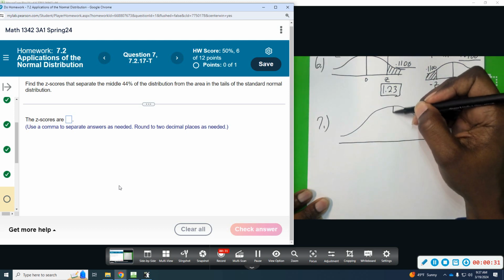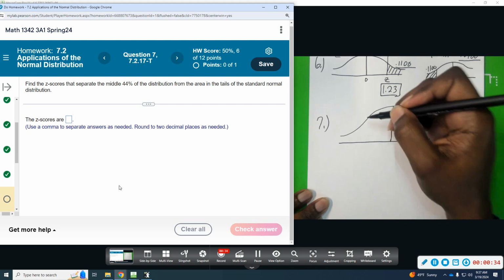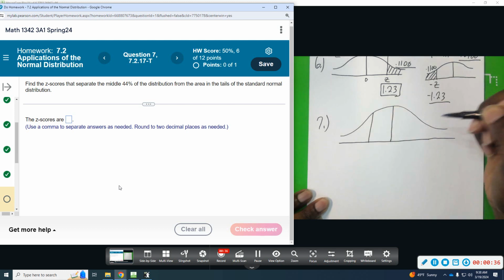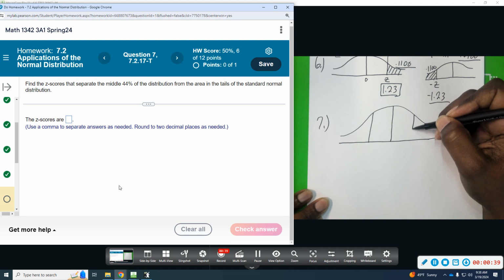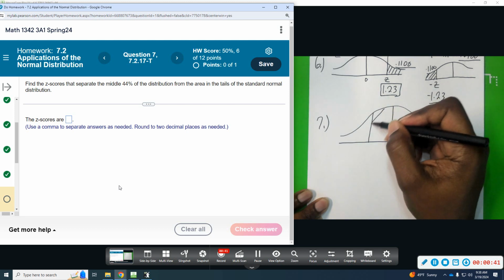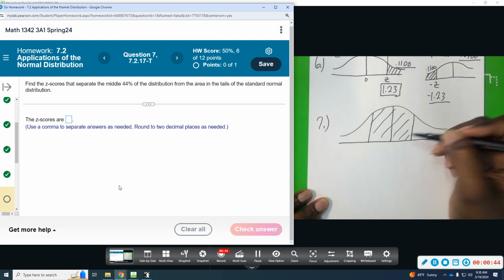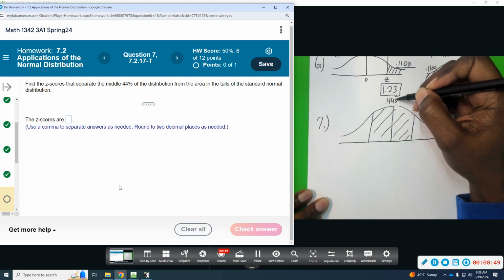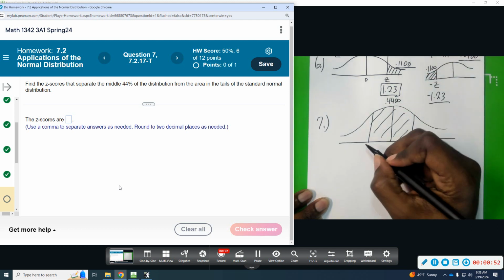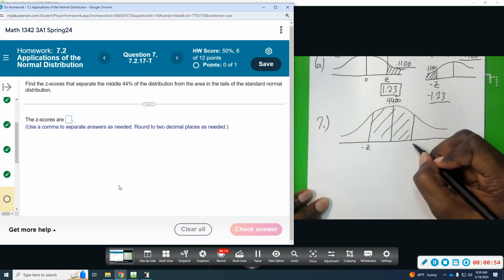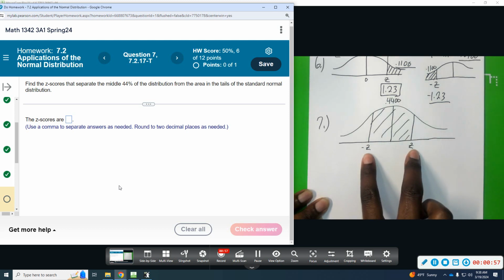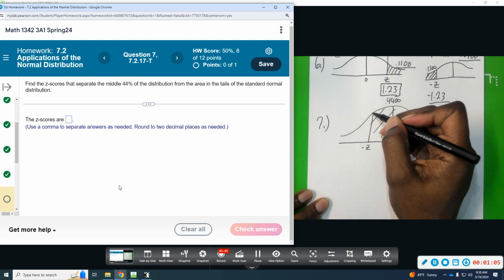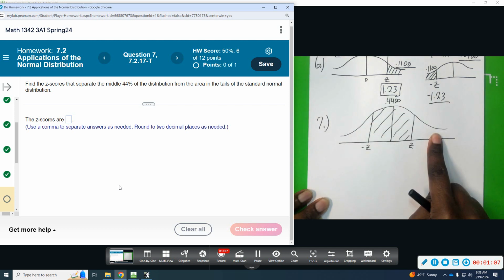So what this is saying is that there's going to be one z-value here and one z-value here, and this area here in the middle is going to be 44%, or basically 0.4400. Now, because of the symmetric property, both of these z-scores will be equal. They'll be the same. All we need to do is find the area of one tail, and we will have the other value because they should be the same.